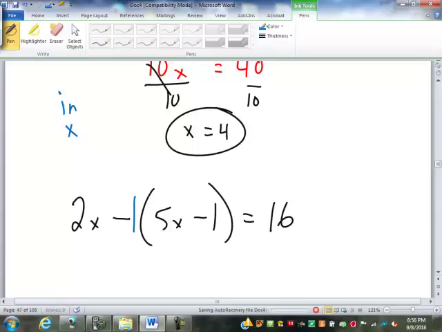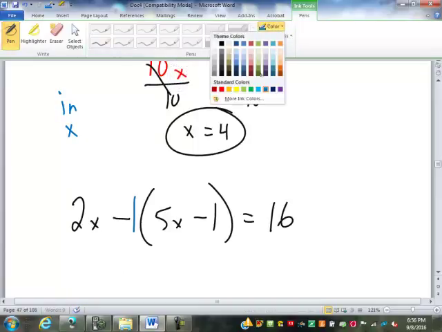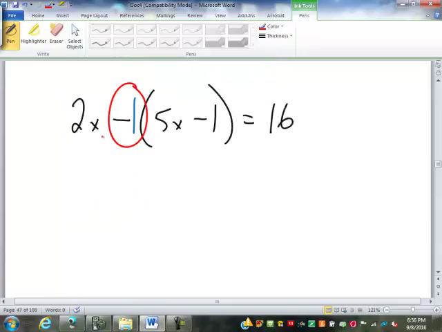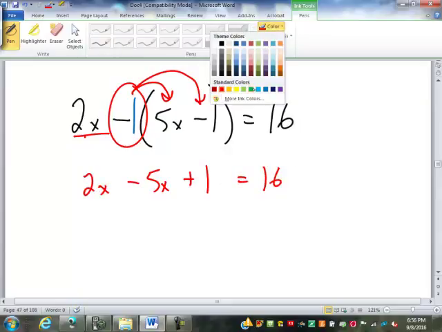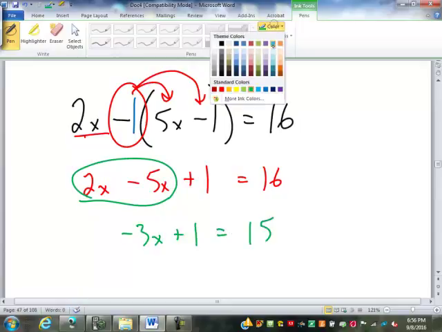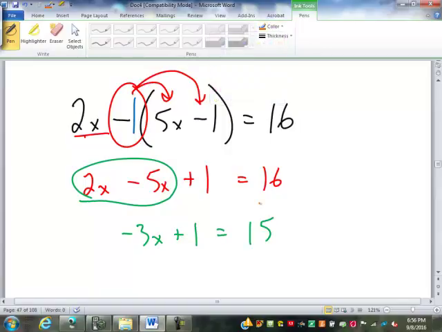So in order to solve this equation, we have to multiply that parentheses by the negative 1. So the negative 1 times 5x is negative 5x. Negative 1 times negative 1, positive 1. Now I can't forget I have the 2x here. It still equals 16. So then 2x and negative 5x make negative 3x. So negative 3x plus 1 equals 16.